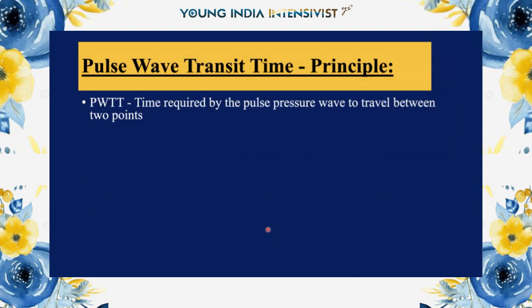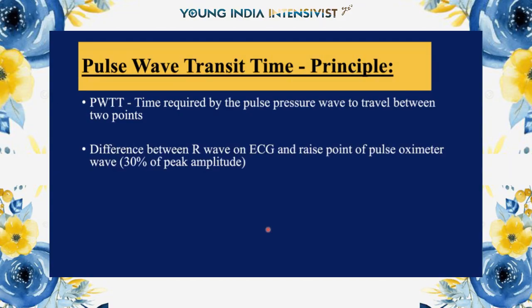The pulse wave transit time is the time required by the pulse pressure to travel between the 2 points. It's the difference between the R wave on the ECG and the rise point on the pulse oximeter. It is inversely proportional to the stroke volume. So if the stroke volume is good, the pulse wave travels between 2 points very rapidly. If the stroke volume is very small, it goes very slowly.